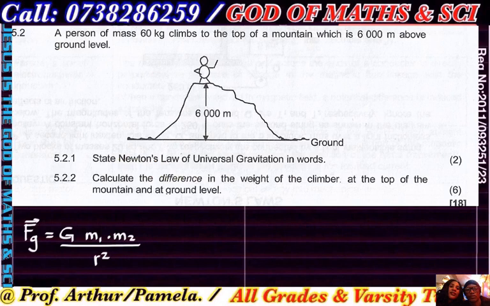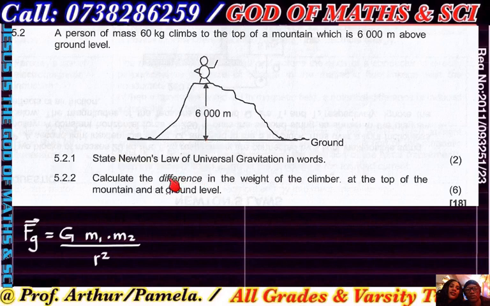Now again, they say calculate the difference in the weight of the climber at the top of the mountain and at ground level. This is good news because they just told us the number above ground. They should have told me where he's at, but here's the thing. When there is a height, you need to actually know which planet you're dealing with.